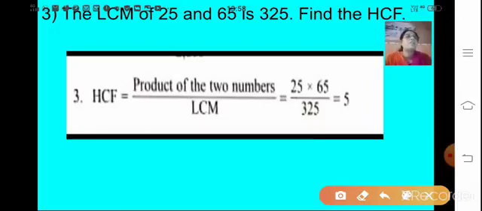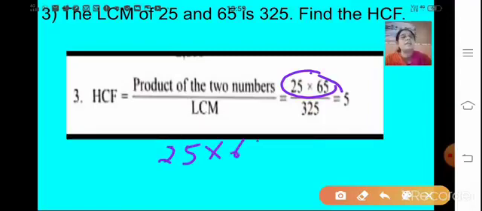Now what is the product of two numbers? 25 into 65 will give you the product of two numbers. And what is the LCM given? The LCM given is 325. Now 25 into 65 divided by 325. You can multiply this 25 into 65 and then divide it by 325. Or else what you can do is, here itself you can just use the cancellation method.